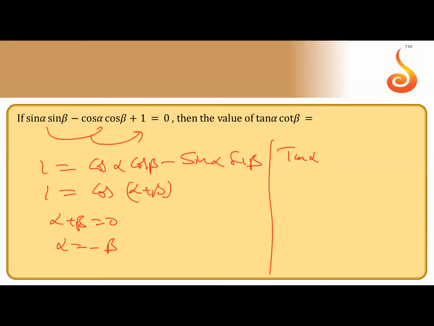They are asking tan alpha into cot beta. Alpha is minus beta. Tell the answer, anyone? Cot is 1 by tan, and tan of minus is minus tan. What is the answer? Yes, very good. Because cot is 1 by tan, tan cancels. Yes, minus 1 is the right answer.